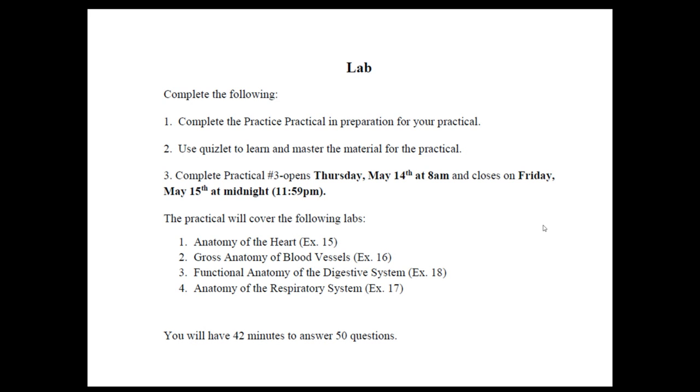In general, students find this last practical the easiest, I believe, or at least I find students perform the best. I think some of it is it's just not a very difficult lab. They don't cover the most difficult labs. And also by this time, I think students have sort of figured out how to study for lab. Okay?